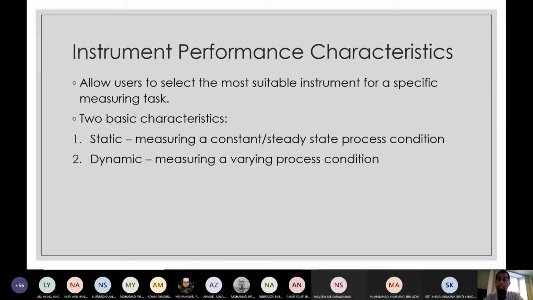Okay, so instrument performance characteristics. When we talk about instrument performance, basically it can be divided into 2. Number 1 is static, and number 2 is dynamic. So our focus now is going to be on static condition, where we want to measure a value under steady state process condition or constant process condition. Now, these characteristics are used to determine what is the most suitable instrument for a specific measuring task.